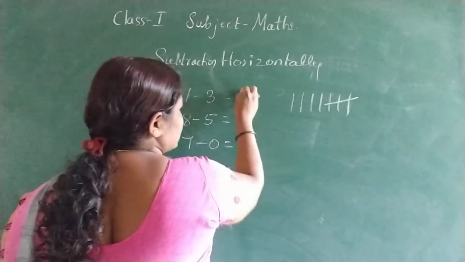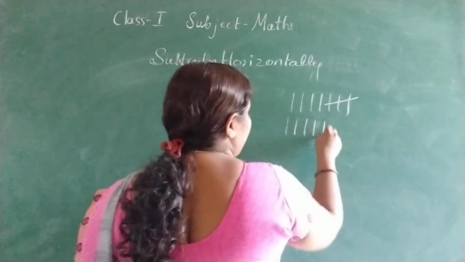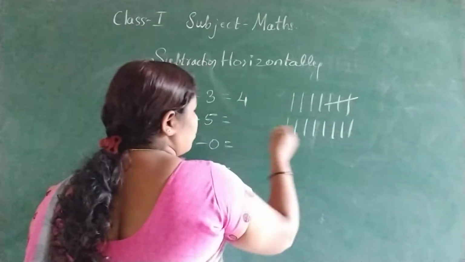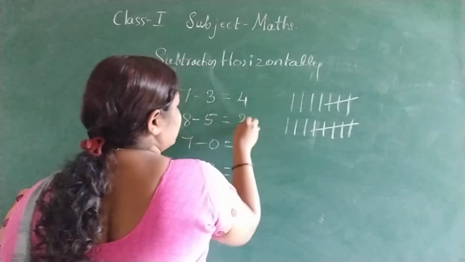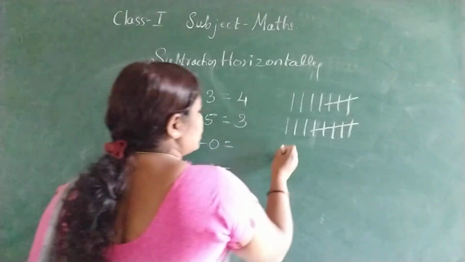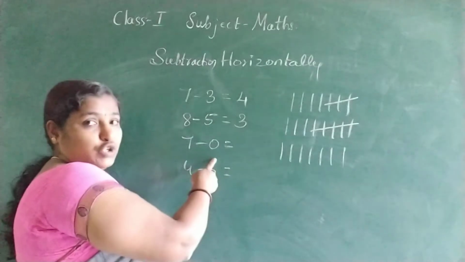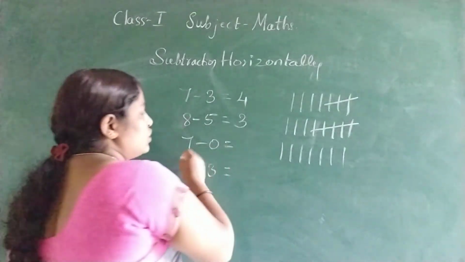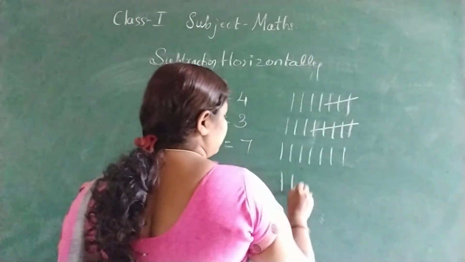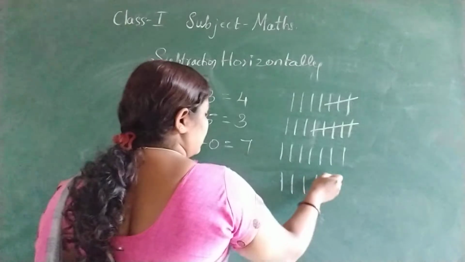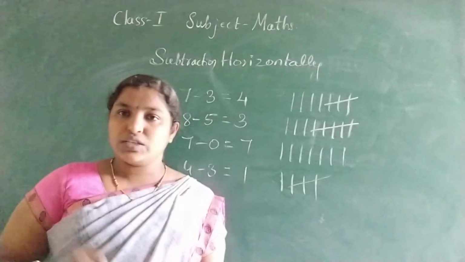1, 2, 3, 4 is the answer. Next, 8 minus 5. 1, 2, 3, 4, 5, 6, 7, 8. 5 will be crossed, 1, 2, 3, 4, 5. How many are remaining? 3 is the answer. 7 minus 0. 1, 2, 3, 4, 5, 6, 7. 0 means you should not cross any number. So how many are remaining? 7 only. 4 minus 3. 4 lines, cross 1, 2, 3. So the answer is 1. This is subtraction horizontally.